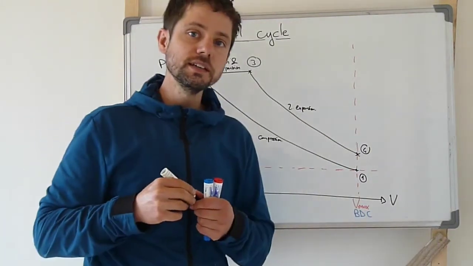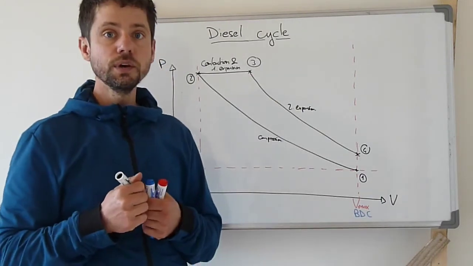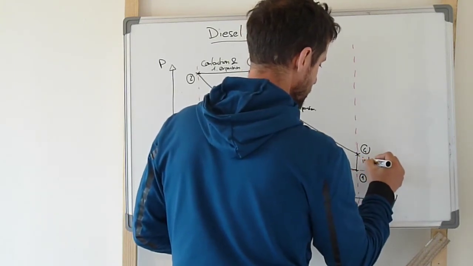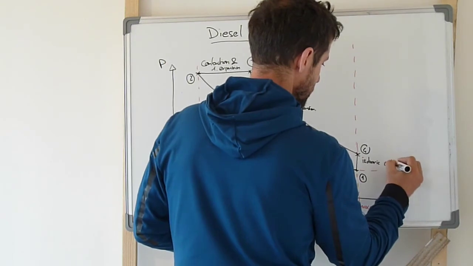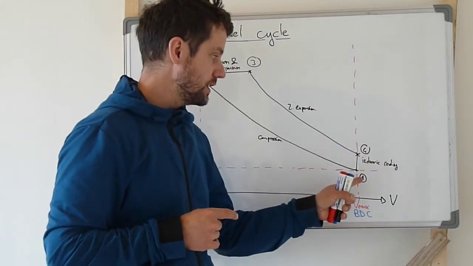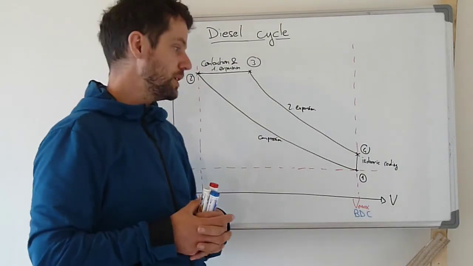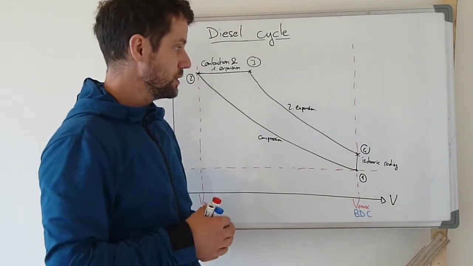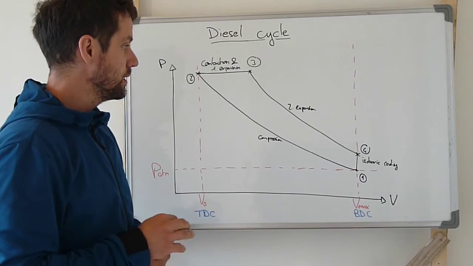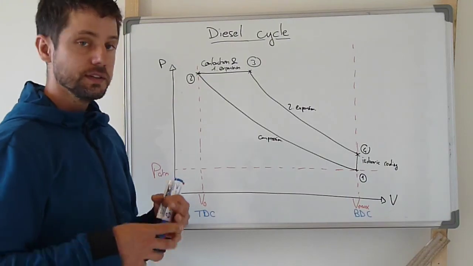And the last transformation is exactly the same as for the Otto cycle. We have an isobaric cooling, allowing to bring back the fluid in the same state that we had initially, and this transformation is replacing exhaust, cooling of the smoke and admission. So that's for the diesel cycle, which is the most basic theoretical cycle for the compression ignition engine.